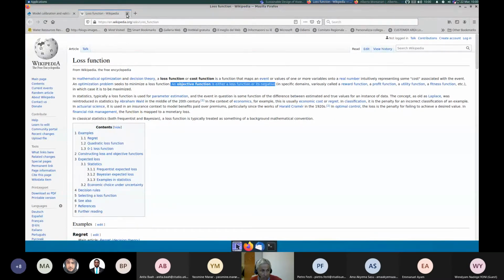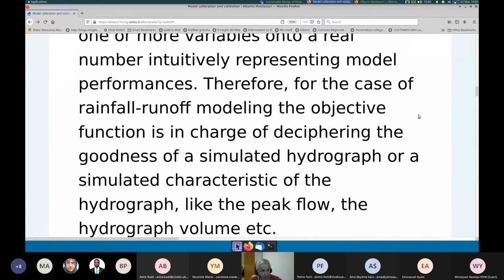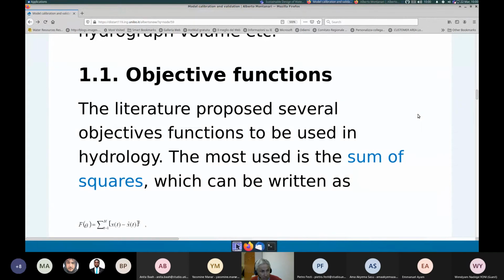Now, what could be an objective function for our application of the linear reservoir? Okay, let's see. Objective function, here we have a section. And let me start with an example that refers to the most used objective function, which for sure you already know. It is the sum of squared error, or sum of squares.